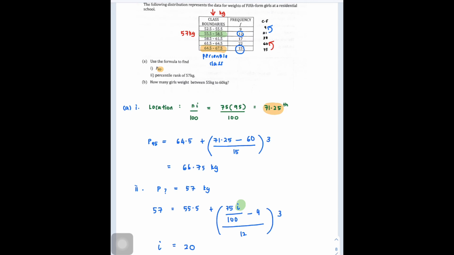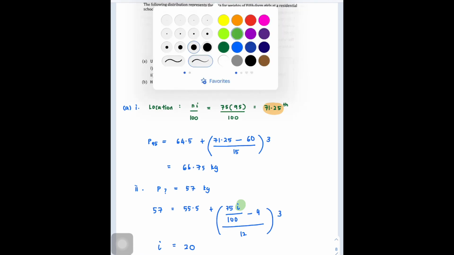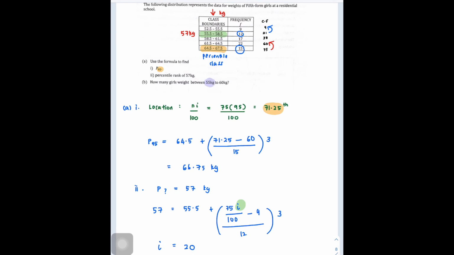Okay, look at part B. How many girls weigh between 55 to 60 kg? Meaning that the data is given, 55 kg and also 60 kg. These two data is given. So this one is percentile or percentile rank. The data is given, so you have to find in which percentile. So this one is considered as a percentile rank question. So you have to find the I value if the answer is 55 kg.